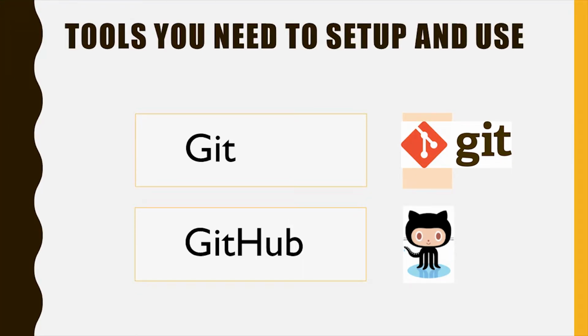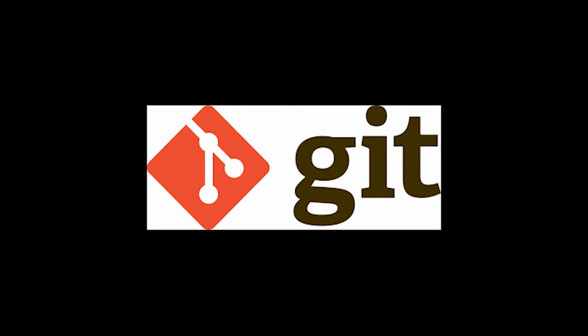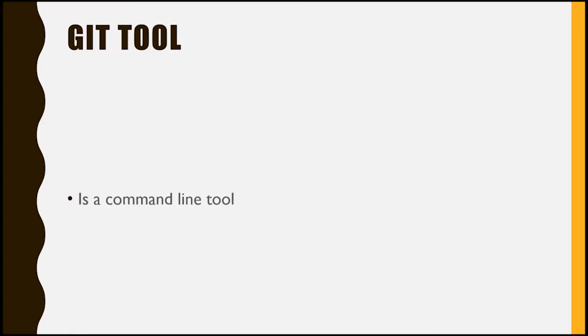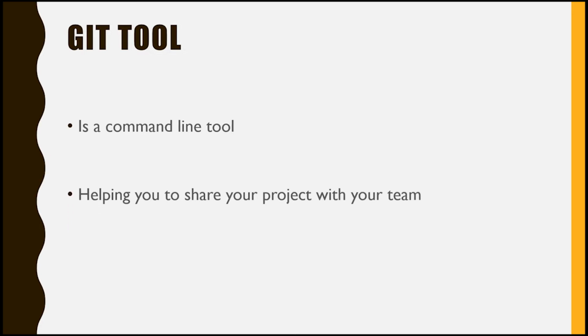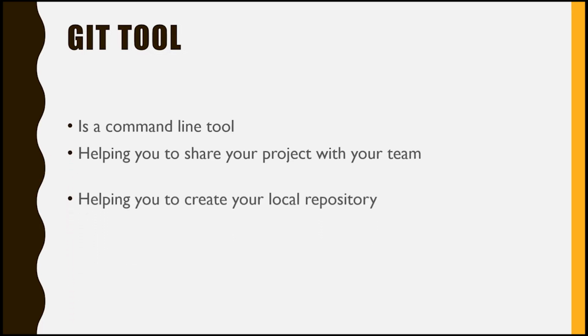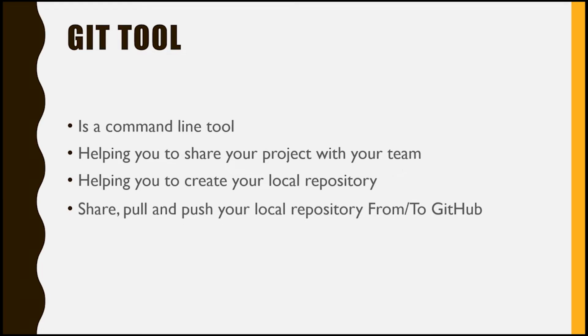These are two things. I will show you how to start installing and setting them up. First, we will start with what is called Git. You need first to install the Git app on your computer, and Git is a command line tool that will help you to create your local repository, and to pull and push your local repository to what's called GitHub.